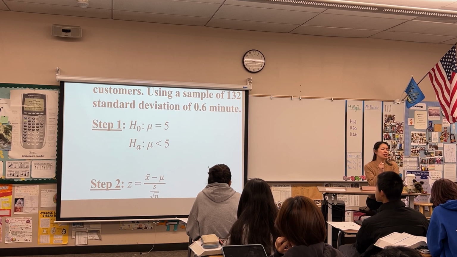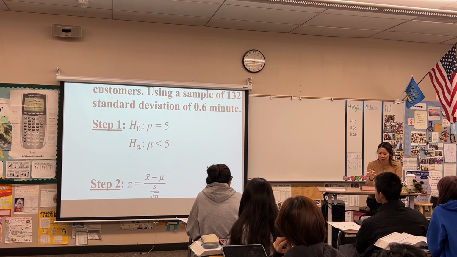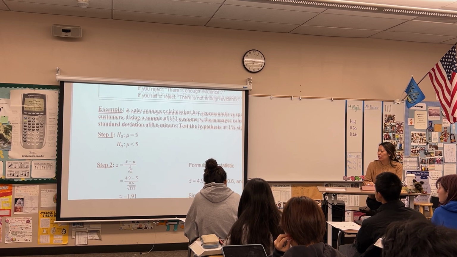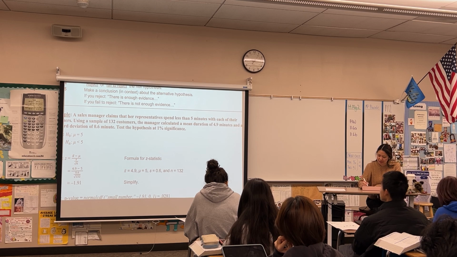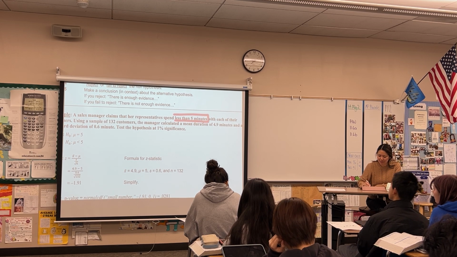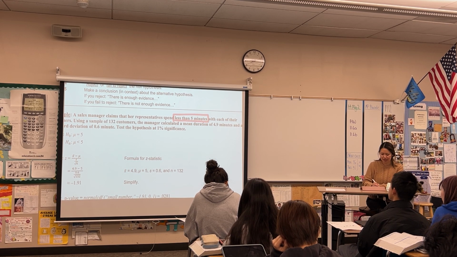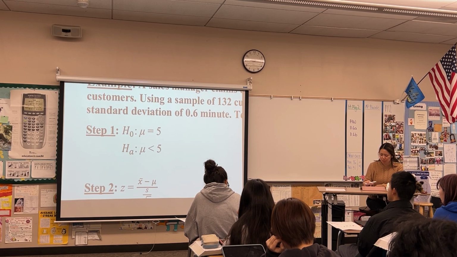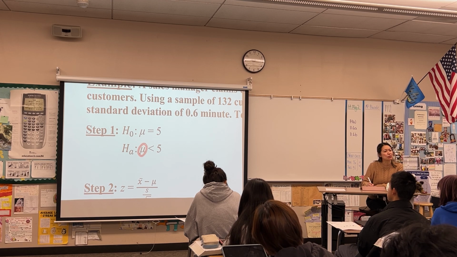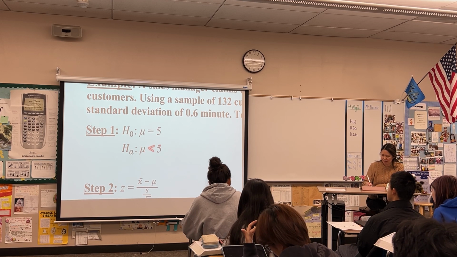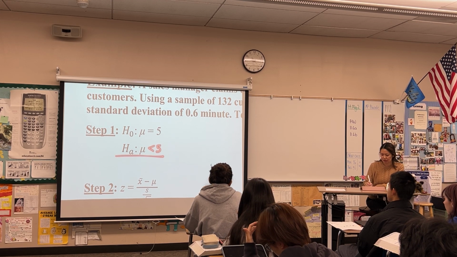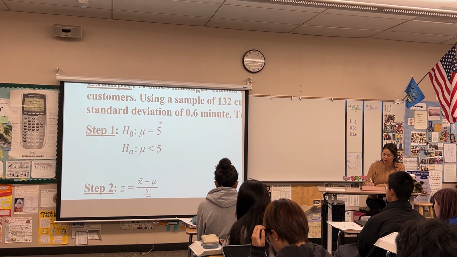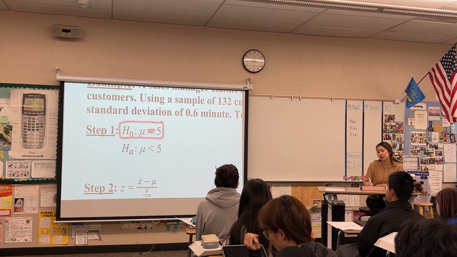Typically, you want to put what you're trying to show as your alternative. So we're trying to show that they spend less than 5 minutes with the representative. That's why this inequality here is less than. And this mu is the population mean, the true population mean. Less than 5 minutes is what we're trying to show. So typically I write this one and then go back up, and your null hypothesis will just be the equal to version of it.